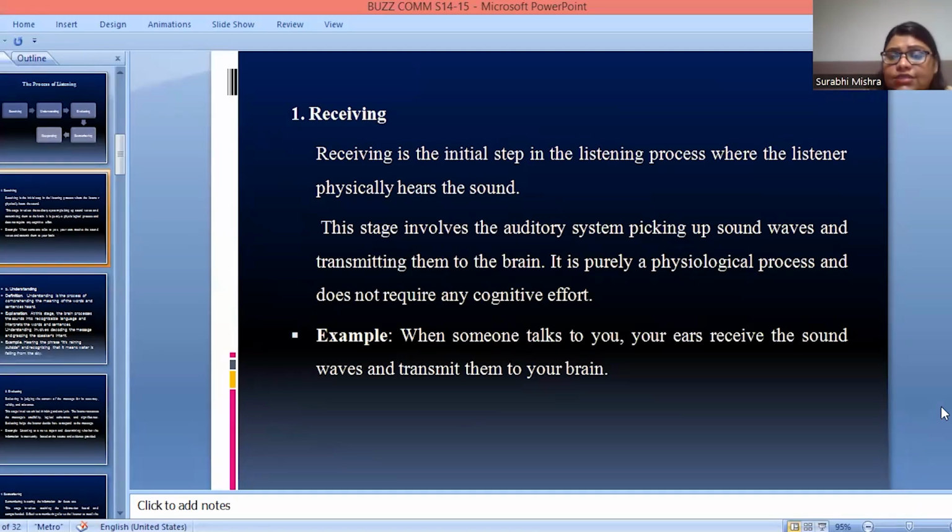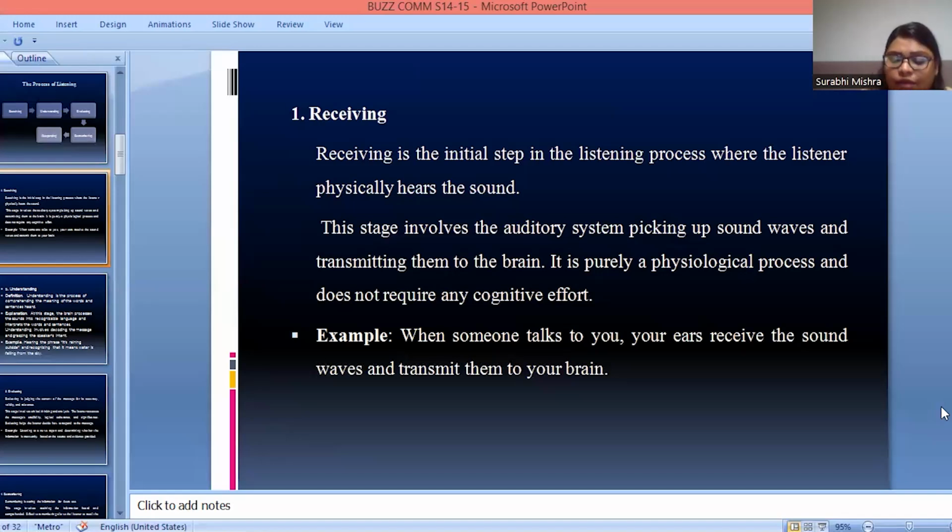Example over here: when someone talks to you, you receive the sound, you understand it, you evaluate it, and then you respond to their question. So we can say when someone tells you something, your ears receive the sound waves and then transmit them to your brain, that something has been said to you, right? So this point I hope is clear to you all.